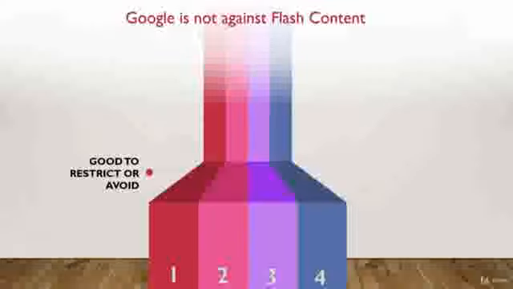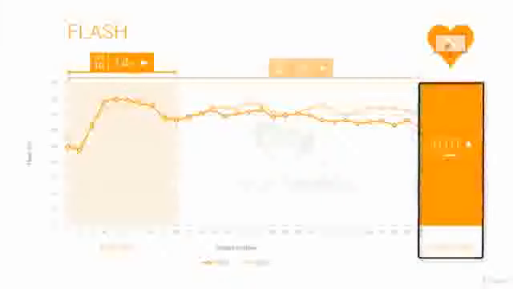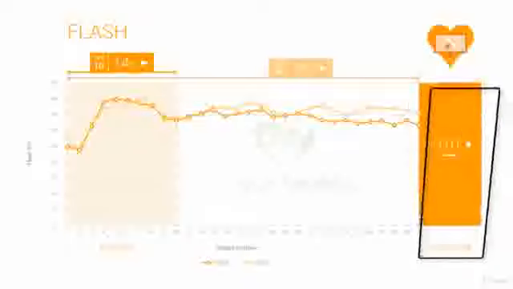Though Google is not against flash content, it's good to avoid or restrict the usage of flash in your web pages, as the correlation factor is in the negative zone. Since it's -1%, with the increase of flash content, your ranking will get reduced.